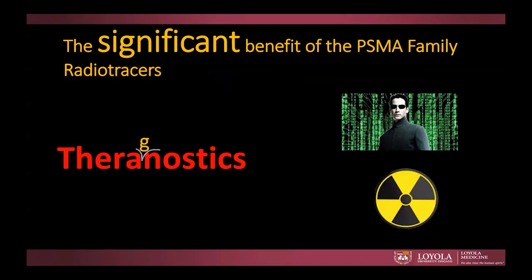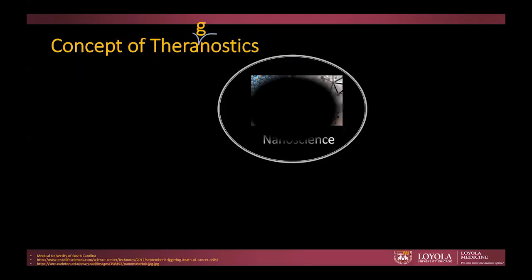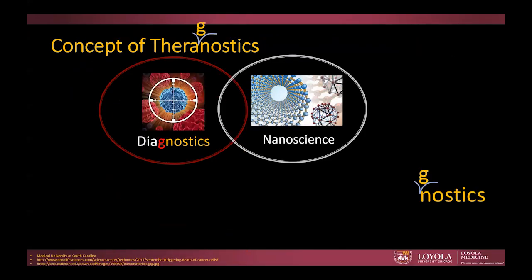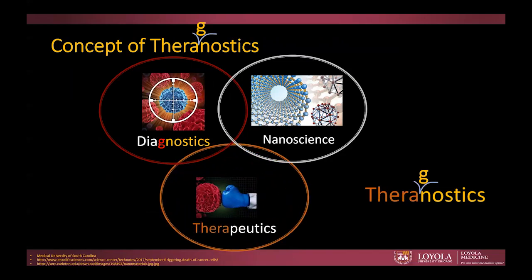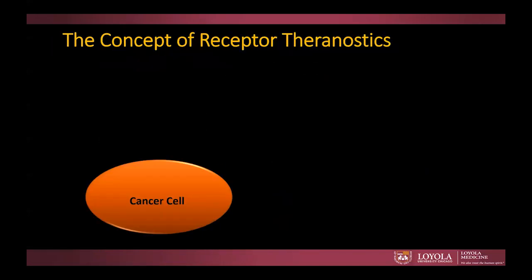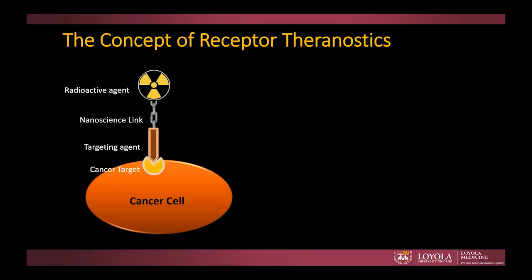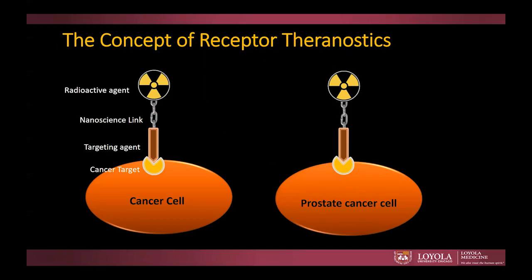So let me jump into the significant benefit of the PSMA family, because compared to fluciclovine, which we cannot offer theranostic, we can offer that with the PSMA family. So what is the concept? You use nanoscience to actually diagnose a cell, and with the same linker, you can actually treat the same cell and kill it. So the concept is, when you have a cancer cell, you have a target within the cell. You have a targeting agent that you synthesize, then you use a nanoscience linkage, then you put a radioactive agent. When it comes to the prostate cancer cell, you see this is the PSMA, extramembrane binding.